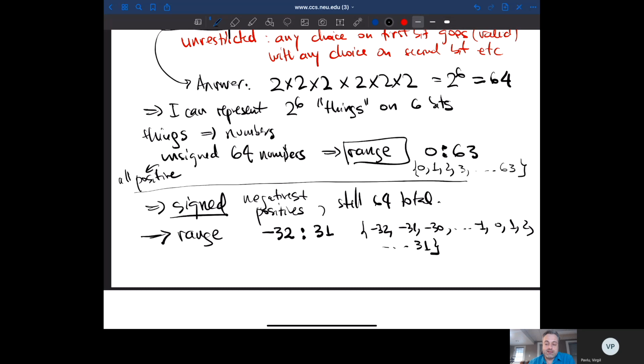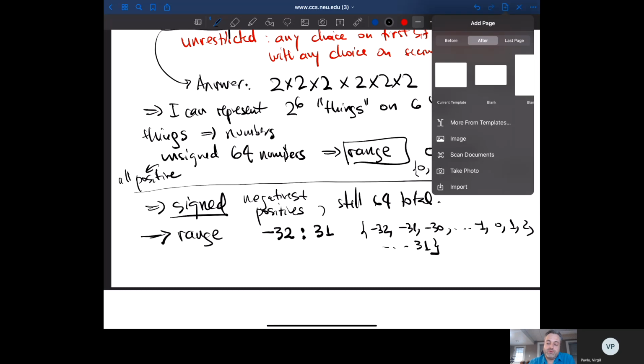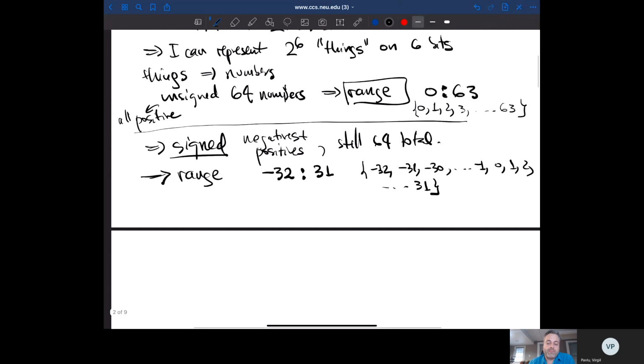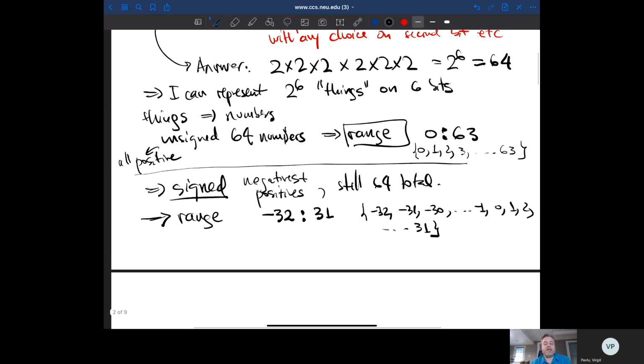I'm going to add another page here. That's still only saying you can represent those 64 things. If you want them to be unsigned, like in here, you get the range 0 to 63. That's what we're getting when we represent the numbers, and we have a mechanism for doing so. Or we can get a signed range, and then the signed range will be this range. So we need a mechanism to do so.